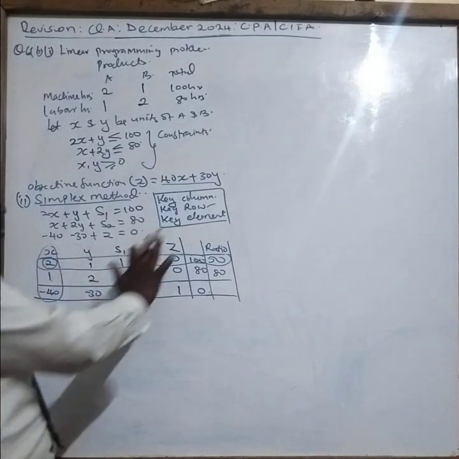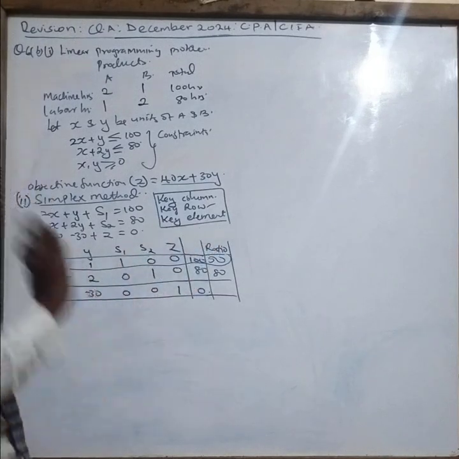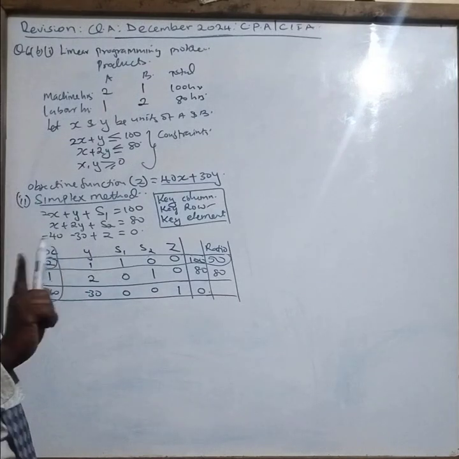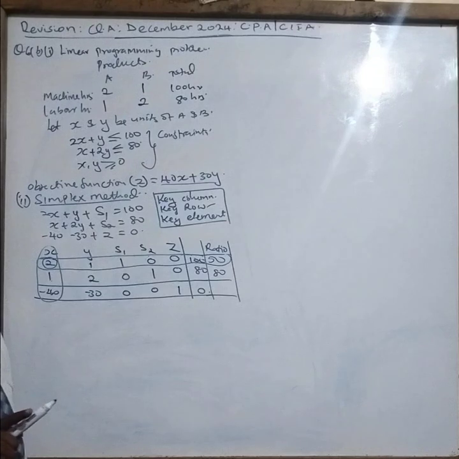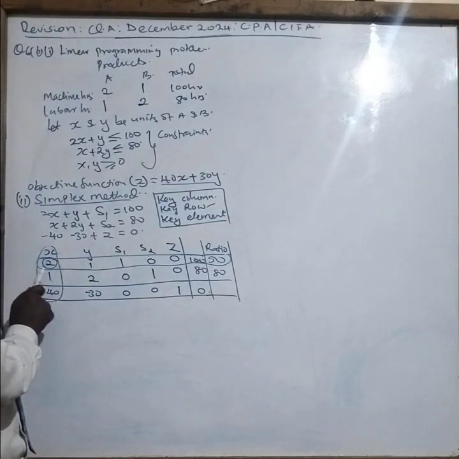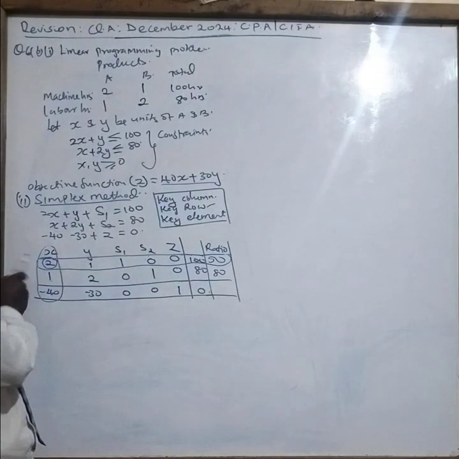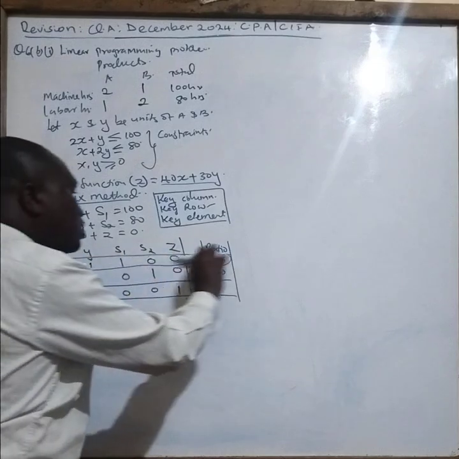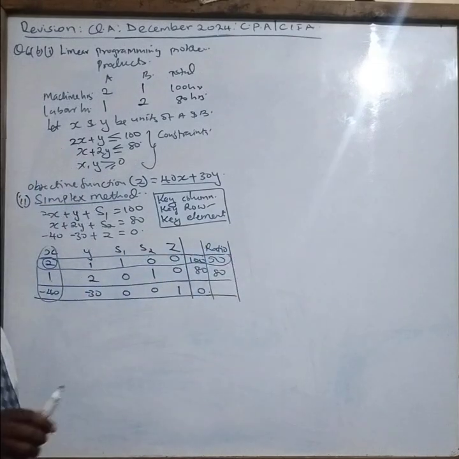Once I have identified my key element by use of the key row and key column, that key element must be made 1. The question now, what am I supposed to do for me to make this 2 into 1? I have to divide by 2. Therefore, it means this first row will be divided by 2, or multiplied by a half.